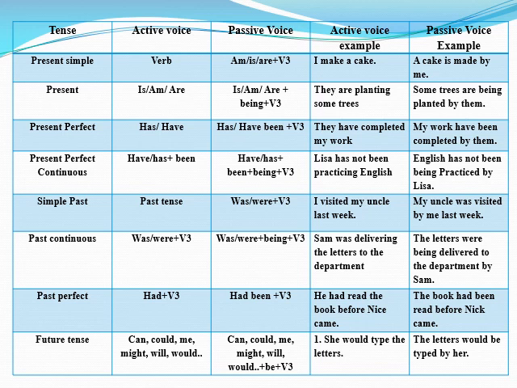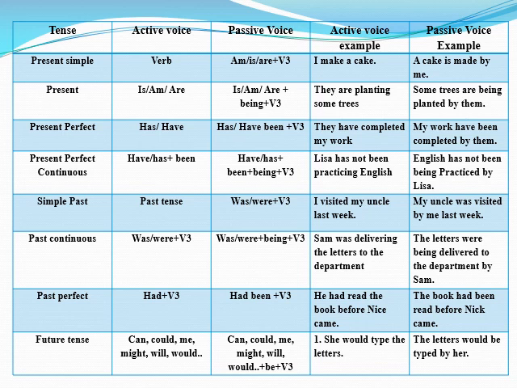In case of past continuous, Sam was delivering the letters to the department. How many word counts do we have? Was delivering. So it should be changed into 3. Was delivering is changed into were being delivered. The letters were being delivered to the department by Sam.